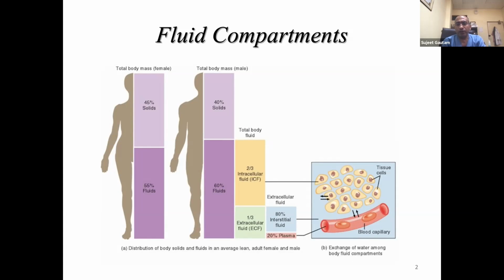Regarding the extracellular compartment, there are two further compartments within this extracellular part: the interstitial and the plasma, the intravascular space. Now, this interstitial compartment is nothing but the interstitial space, that is the space present in between the cells where the fluid is present, and the other one is the intravascular compartment.